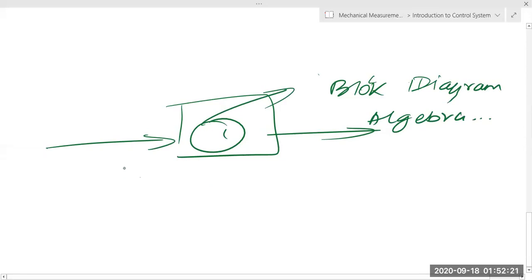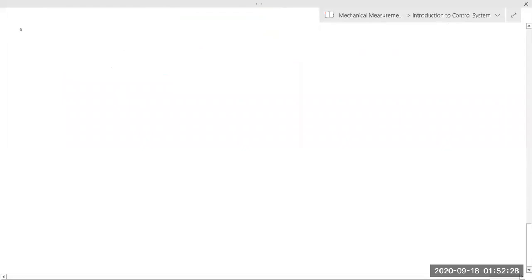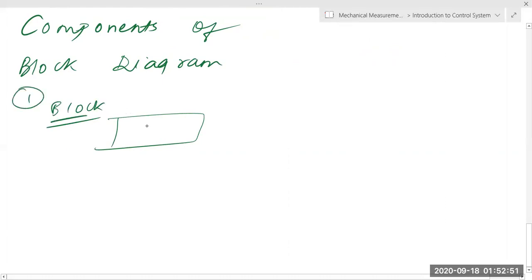Now what are the components of block diagram? I'm just going to tell you the different components that you need to understand for studying the block diagram. So the second thing is, we have understood the motivation. Now we will go through the components of block diagram. I'll just let you know. The first component is called a block. Very important. This is nothing but a transfer function, g of s.